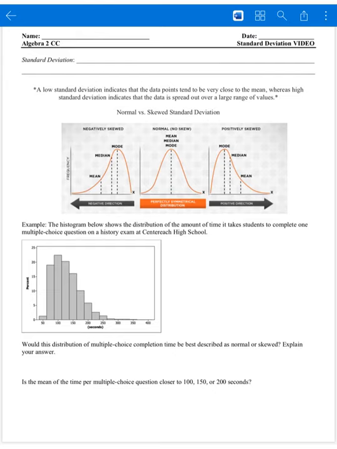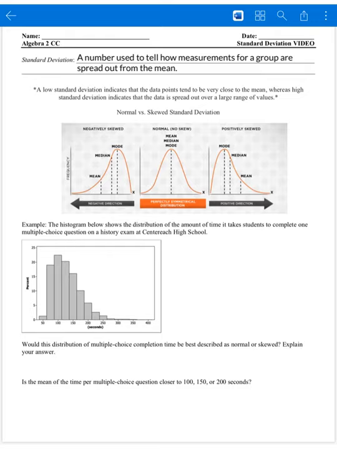So the definition for standard deviation is a number used to tell how measurements for a group are spread out from the mean. A number used to tell how measurements for a group are spread out from the mean.